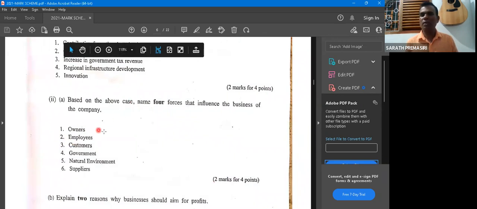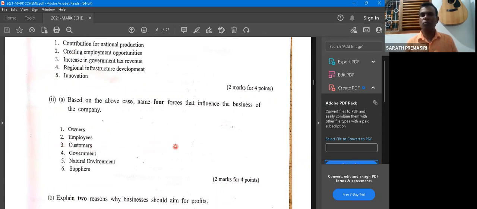Look at the forces: owners of the business, employees of the business, customers related to the business, government, natural environment, suppliers related to the business. Four forces that influence the business of the company. Owners are influencing, employees, customers, government, natural environment, and suppliers. Write it down, please.